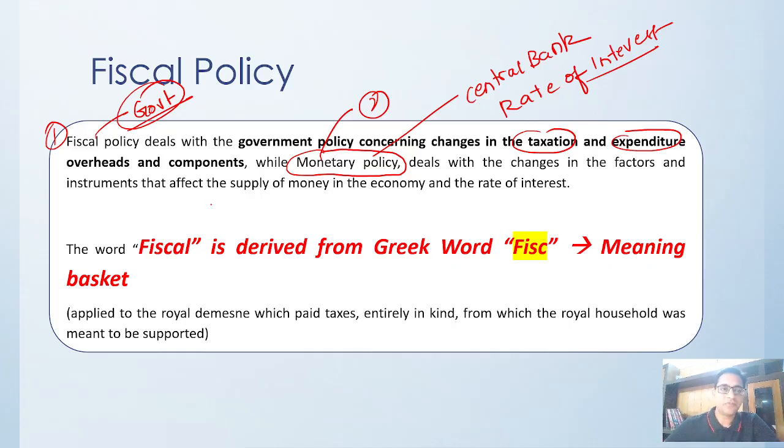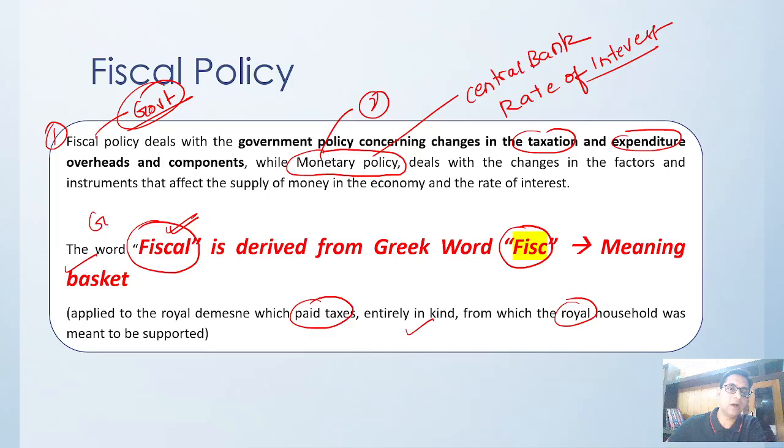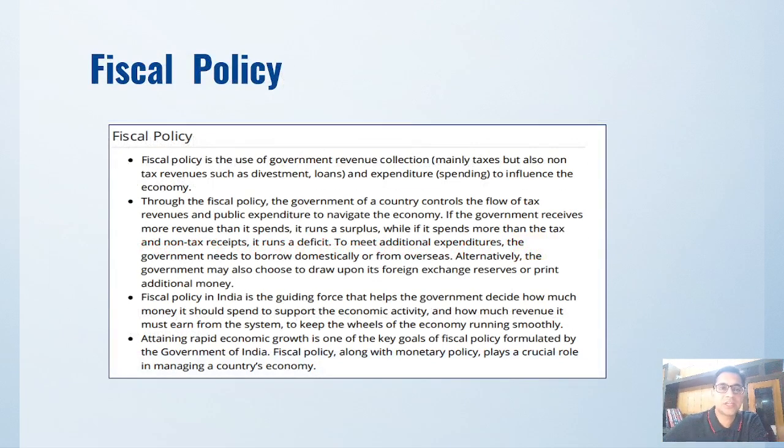Okay, so fiscal is derived from a Greek word fisk, which means a basket. Earlier it was used by royal households, around 100, 200, 300 years back, in which taxes were paid either in kind or in cash to the royal household. So that is where the world has taken this word, it is related to government expenditure and earning, right? Now fiscal policy is government revenue collection, like taxes, non-taxes, disinvestment, and all these things, right?